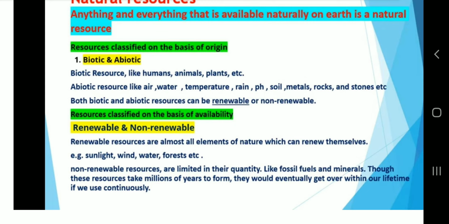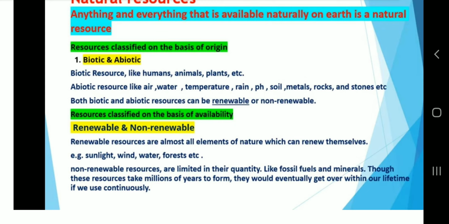Biotic and abiotic. Biotic resources are human beings, animals, plants, etc., which have life. When you call it a biotic resource, it has to have a life cycle. Abiotic resources are air, water, temperature, soil, metal, rock, stones, etc., which don't have any life. You can term them as living and non-living things. Biotic and abiotic resources can be renewable as well as non-renewable. Because the classification is on the basis of origin, a resource can be renewable or non-renewable.